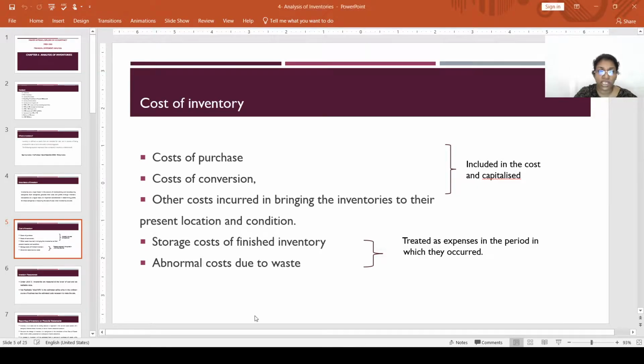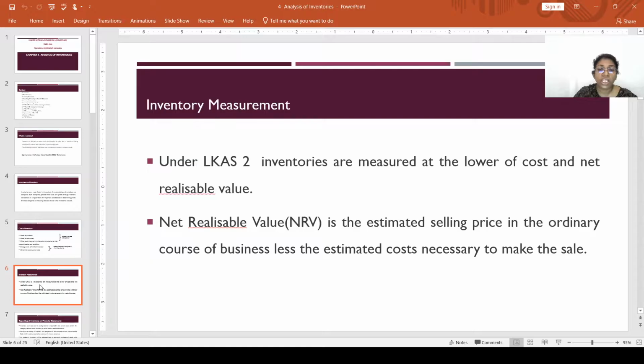So now let's see the inventory measurement base. According to IAS 2, inventories are measured at the lower of cost and net realizable value. You know, the net realizable value is the estimated selling price in the ordinary course of business less the estimated cost necessary to make the goods ready for sale.